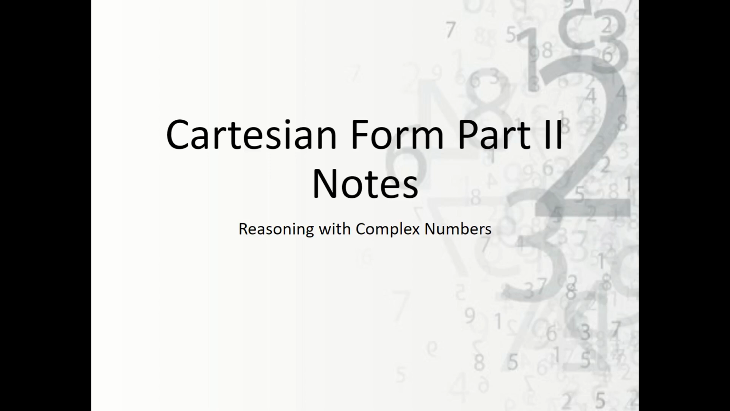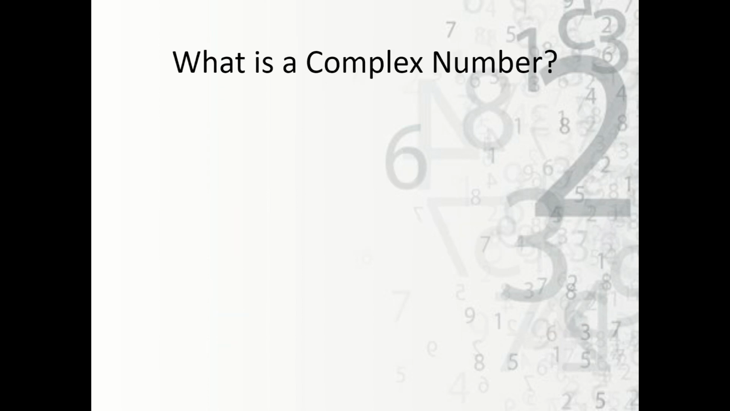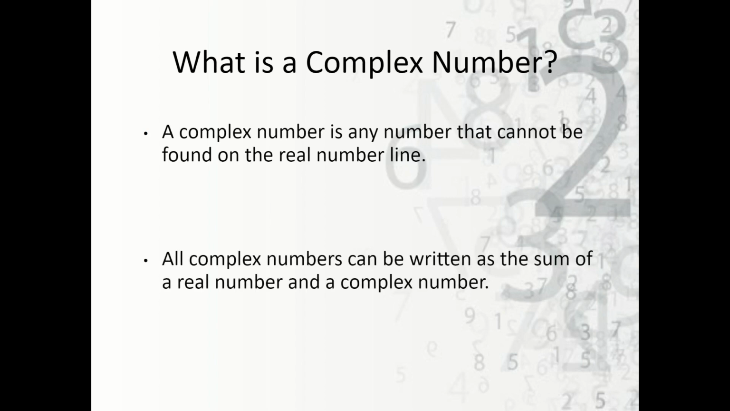Let's take a look now at the Cartesian form part 2 notes. The notes begin with the learning goals and success criteria. Now, what is a complex number? A complex number is any number that cannot be found on the real number line. All complex numbers can be written as the sum of a real number and an imaginary number.